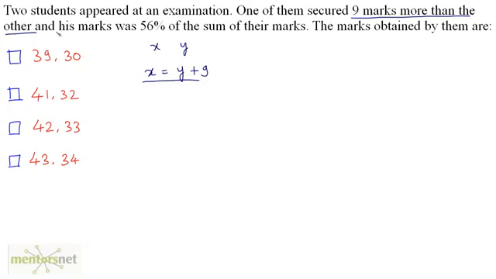We have this one equation, and his marks was 56% of the sum of their marks. So I can say that this X's marks are equal to 56% of the sum of their marks. So 56 upon 100 times the sum of their marks. So X plus Y. Now you have to find out both the values of X and Y. Now you can put X equals to Y plus 9 here, or let us simplify this first. X is equals to 56 upon 100 X plus 56 upon 100 Y.